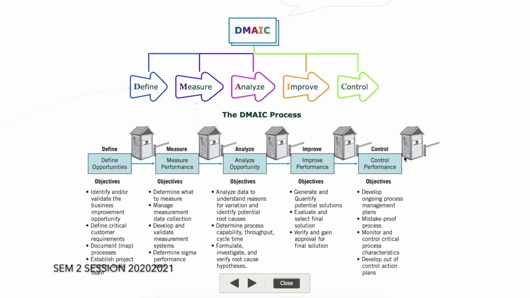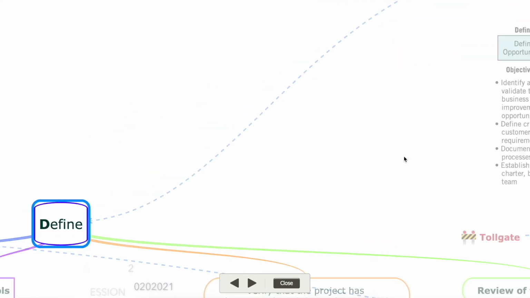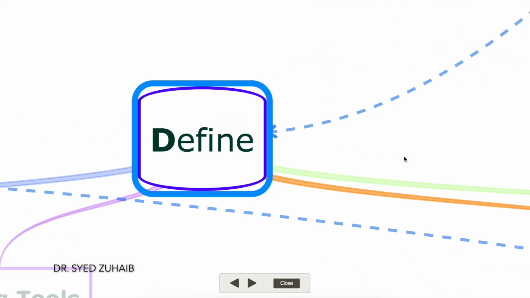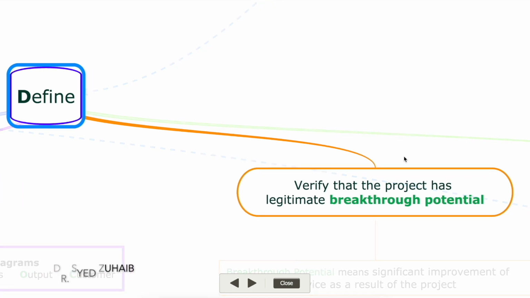Okay, let's go towards the first step of this process, which is define. In this step, you have to define what the problem is. You have to study the whole process, then define what the problem is and what measurements you can take, and whether the project that you are going to propose has breakthrough potential or not. Breakthrough potential means that this project must have a significant positive effect on the improvement of the existing system.